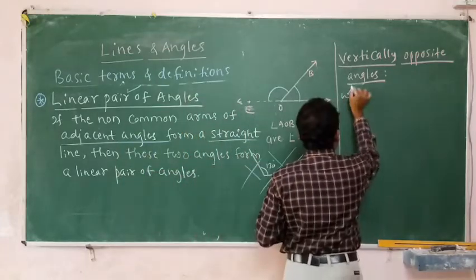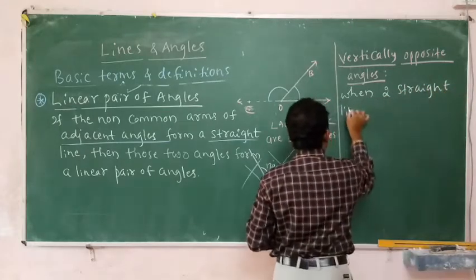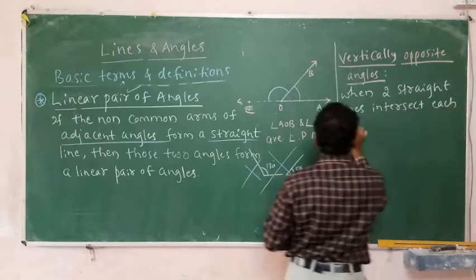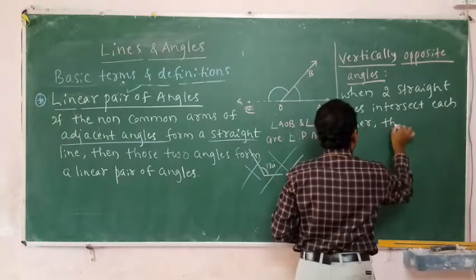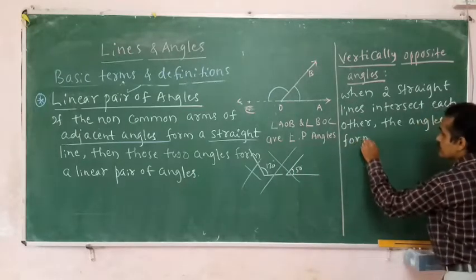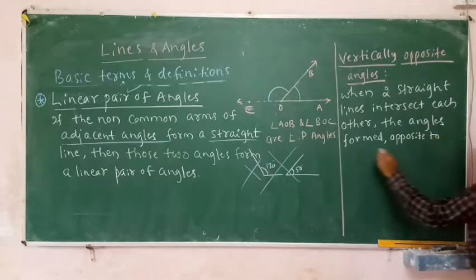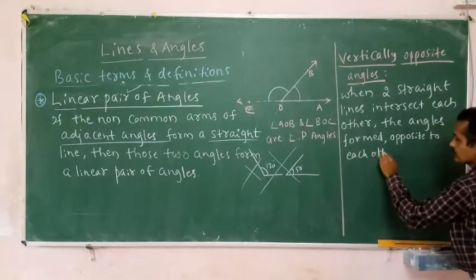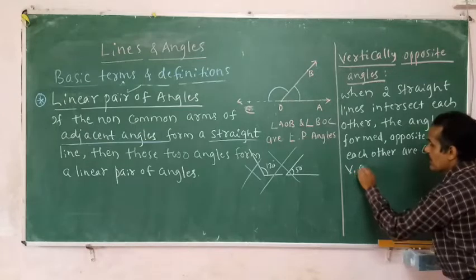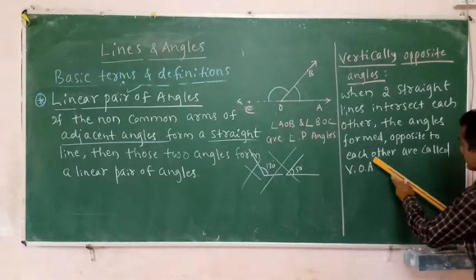I can say when two straight lines intersect each other, the angles formed opposite to each other are called vertically opposite angles. Let me draw a figure for that.